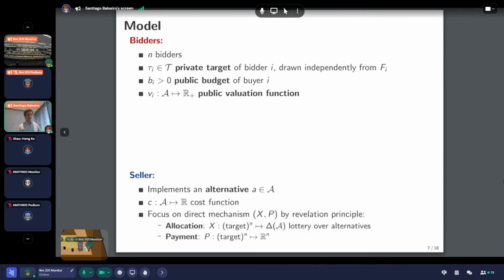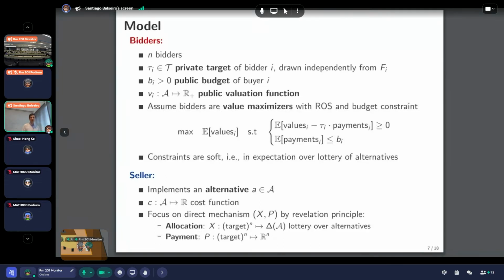And we're going to focus on direct mechanisms. What is a mechanism? A mechanism is going to have two components: an allocation X and a payment P. It's going to take reported targets from the buyers. This is the private information. Based on the reported targets, it's going to choose an allocation, which is a lottery over the alternatives, and it's going to choose a payment for each of the buyers. And the buyers, in turn, are going to solve this problem.